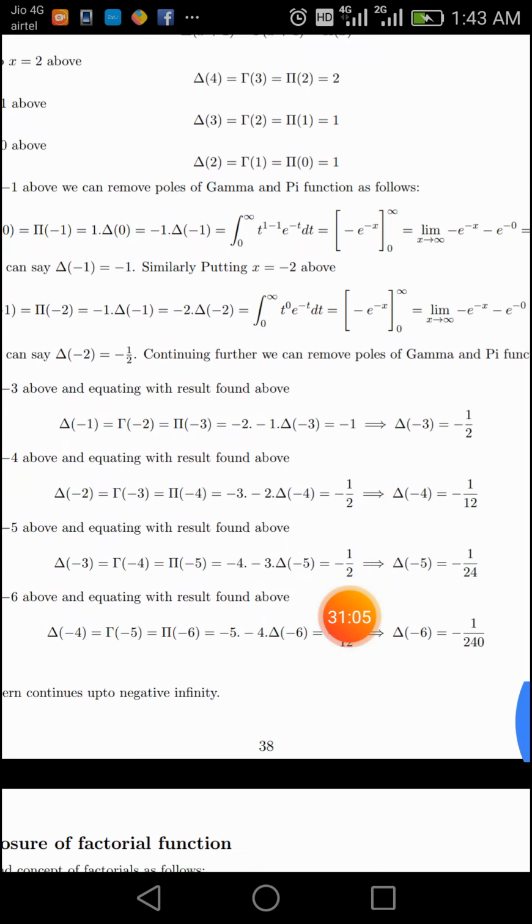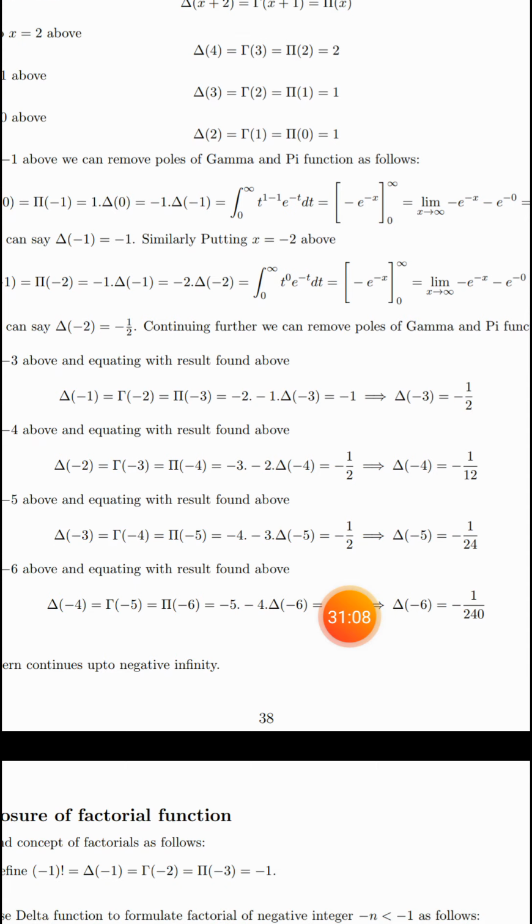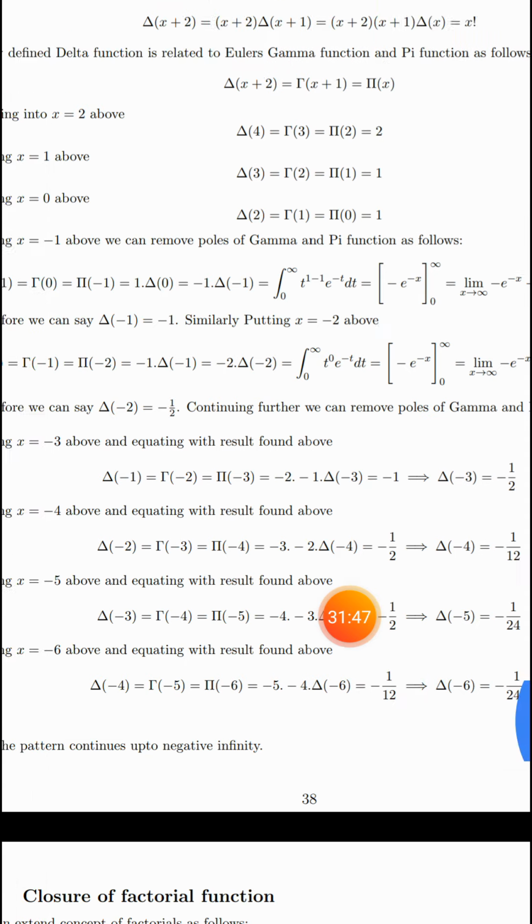You might have seen this part earlier. We have just discussed in the proof of the Riemann hypothesis that delta gives these values. Delta minus 1 is equal to minus 1, delta minus 2 is equal to minus half, delta minus 3 is equal to minus half, delta minus 4 equals minus 1 upon 12, delta minus 5 is equal to minus 1 upon 24. So there is a continuous minus sign there, and it's proceeding in the sequence of some even number series 2, 12, 4, 24, and then 240. The jumps are not regular.